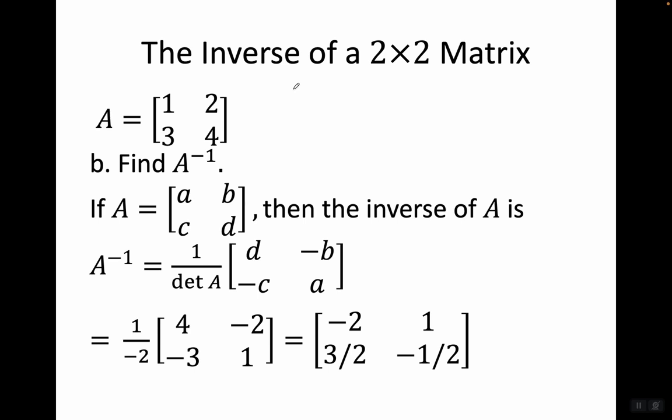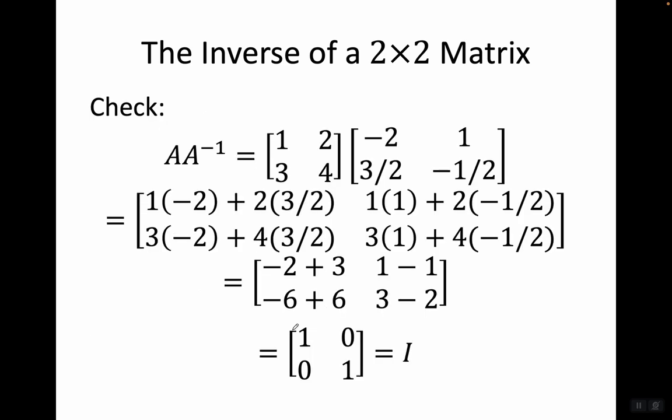Okay, let's find the inverse of A. Find A inverse. If A equals [a, b; c, d], then A inverse is 1 over the determinant of A times [d, negative b; negative c, a]. In this case, it's 1 over negative 2, because we saw the determinant was negative 2. We interchange the 1 and the 4, so you've got a 4 here and a 1 here. Stick negative signs in front of the 2 and the 3, and you have negative 2, negative 3 there. When you multiply it out, you get [negative 2, 1; 3 halves, negative a half].